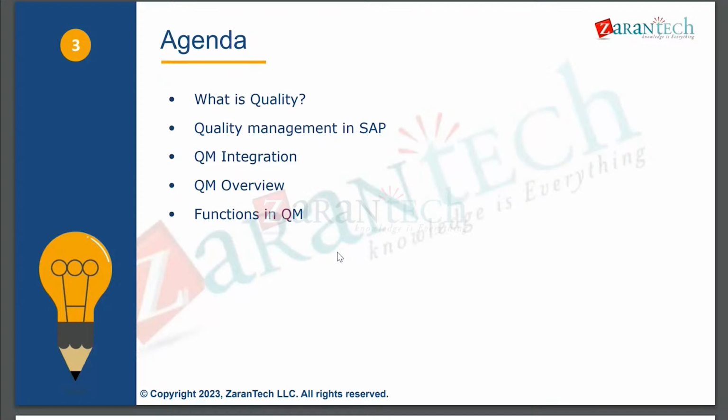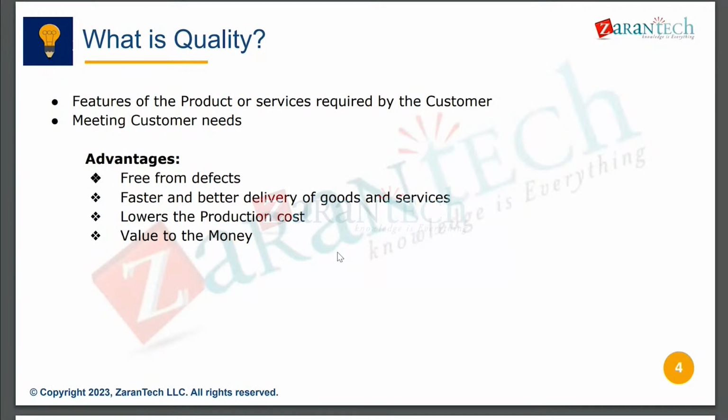So first, in simple terminology, quality is the features of the product and services required by the customer. The main thing is customer needs and customer satisfaction. If the customer is satisfied by a product, it is the main thing for the organization to get more demand from customers, and based on that their sales and revenue will increase. That's where quality plays a major role.